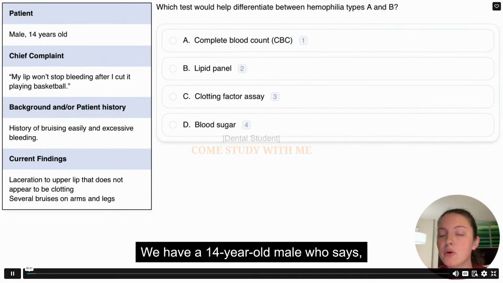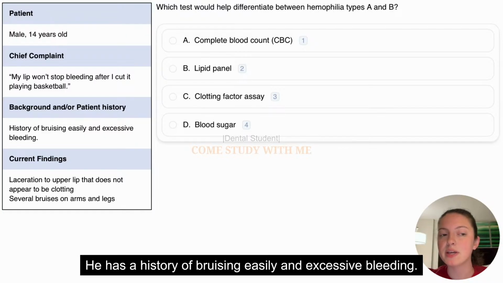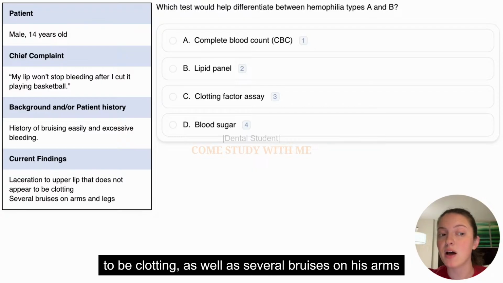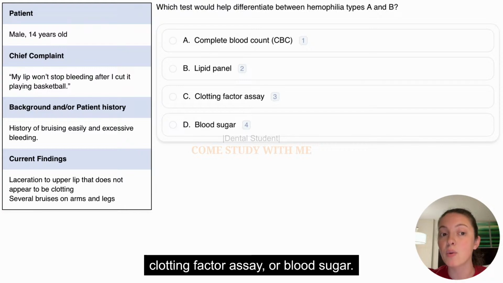We have a 14-year-old male who says, "My lip won't stop bleeding after I cut it playing basketball." He has a history of bruising easily and excessive bleeding. There's a laceration to his upper lip that does not appear to be clotting, as well as several bruises on his arms and legs. And we're asked which test would help differentiate between hemophilia types A and B: a complete blood count, a lipid panel, clotting factor assay, or blood sugar.